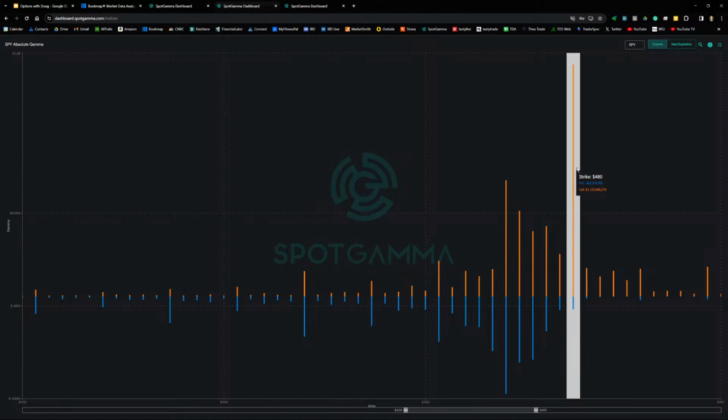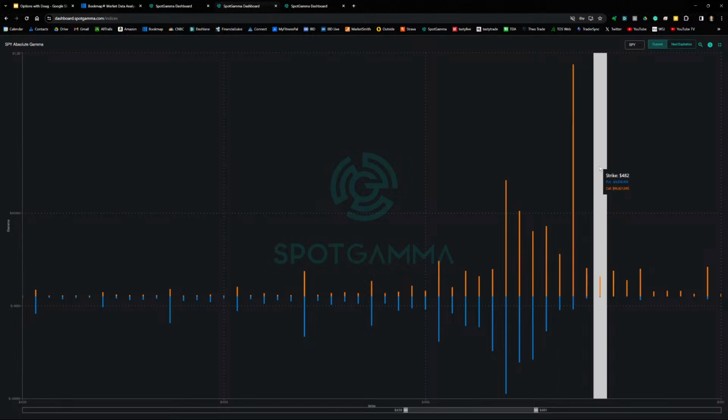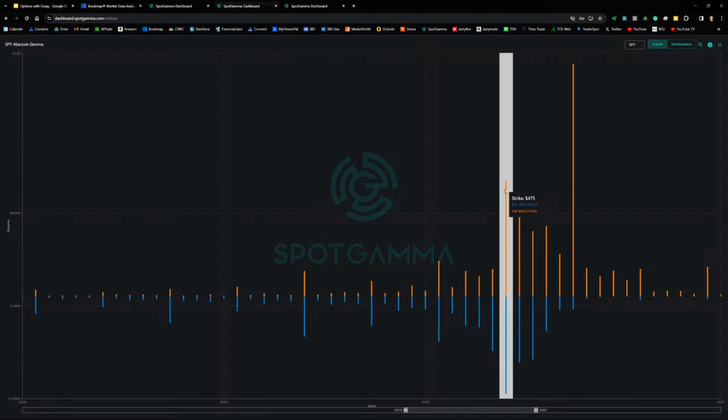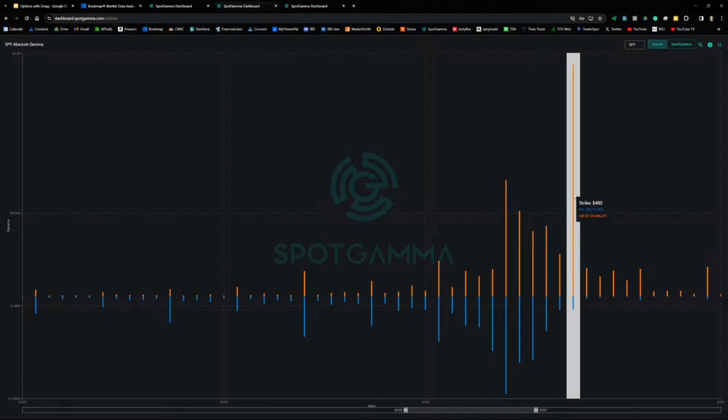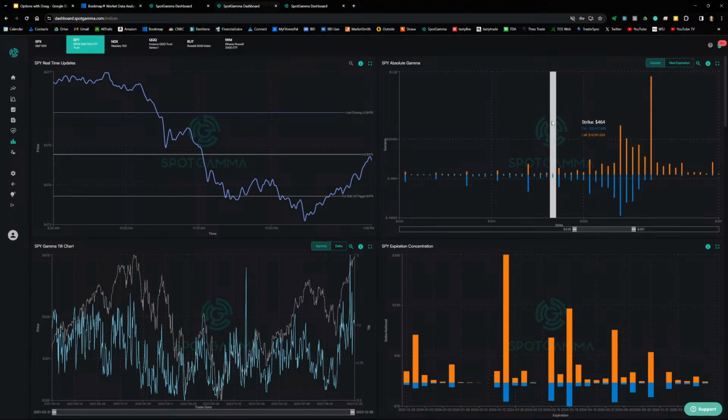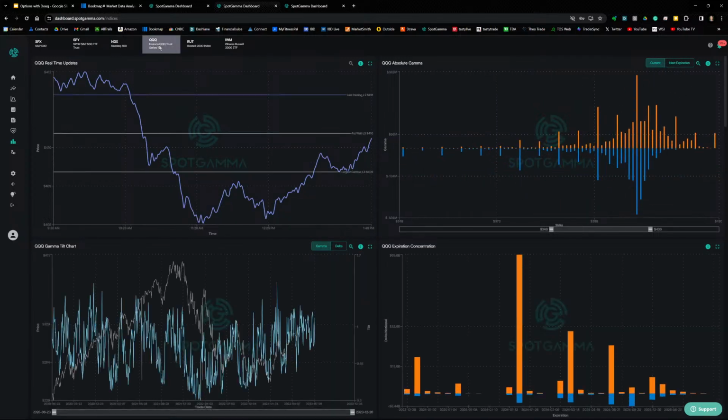There's the 480 strike. That's very obviously the call wall. Note there's a huge amount of call gamma compared to put gamma. Next highest level at 475, and 480 is also the absolute gamma strike, and just loaded with call gamma there. Take a quick look at QQQ. There's the 409 level, and that is the absolute gamma strike.